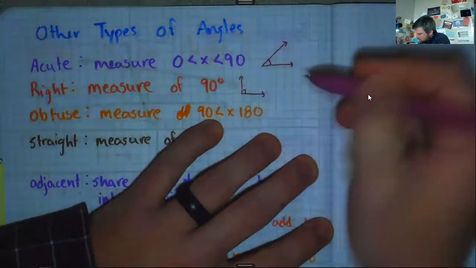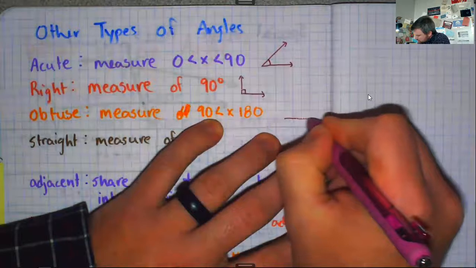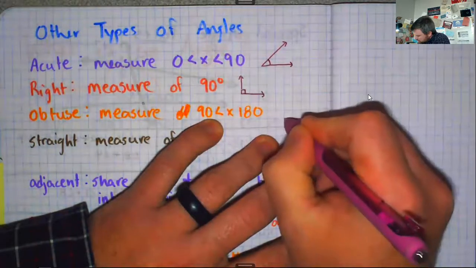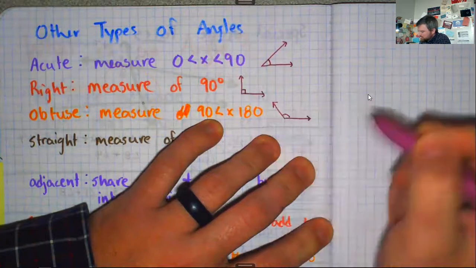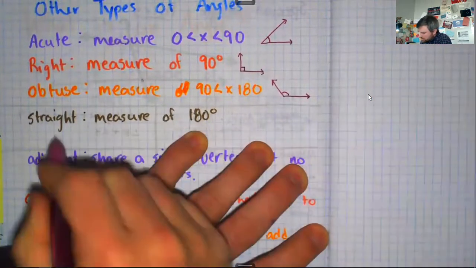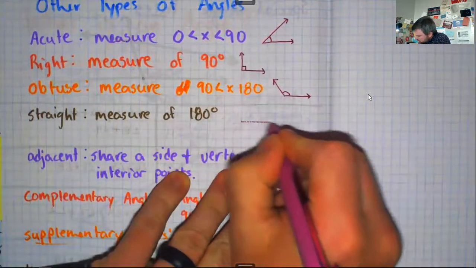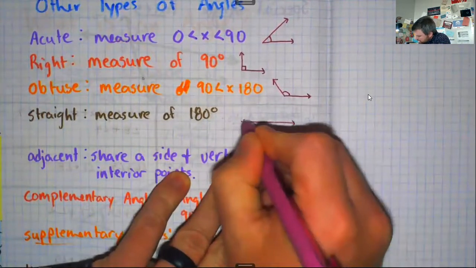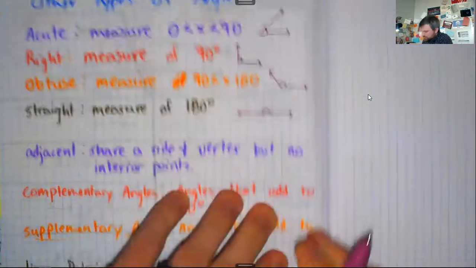Okay, an obtuse angle is greater than 90. So if I go straight up there, that'd be 90. So I just need to go something more than that. So this angle right here is obtuse. A straight angle has a measure of 180. So on this, you're just going to draw a line. Okay, a line has a measure of 180 degrees.